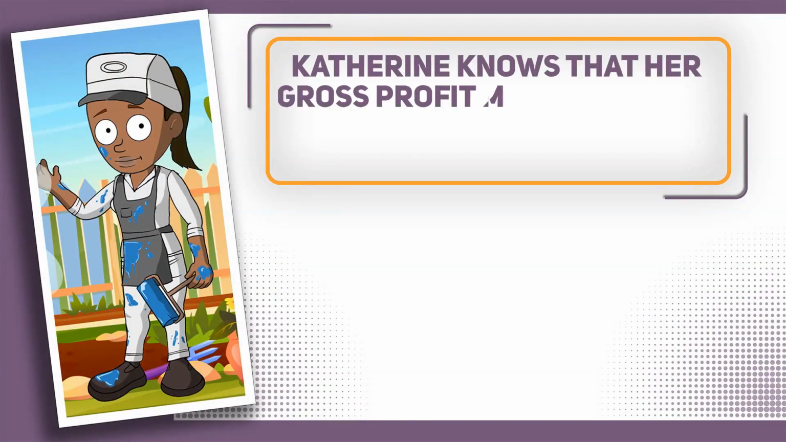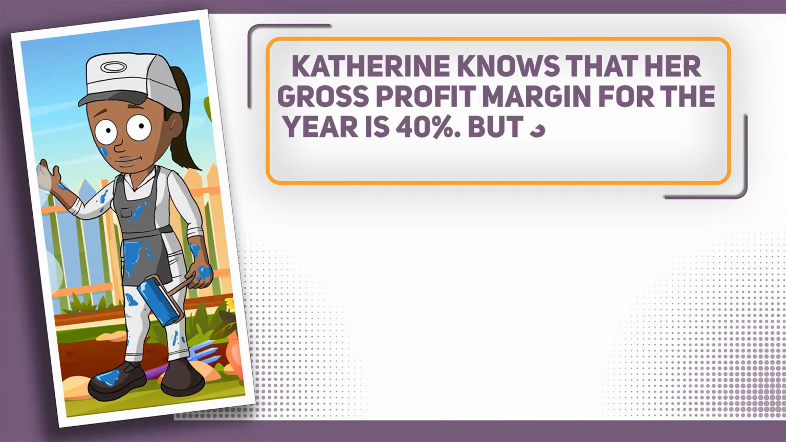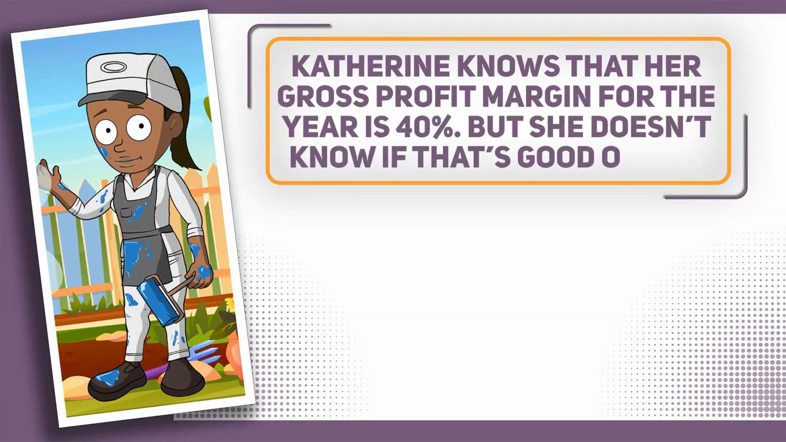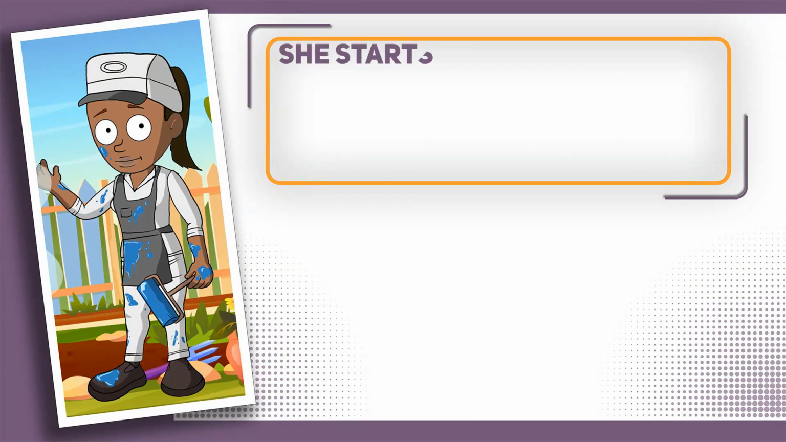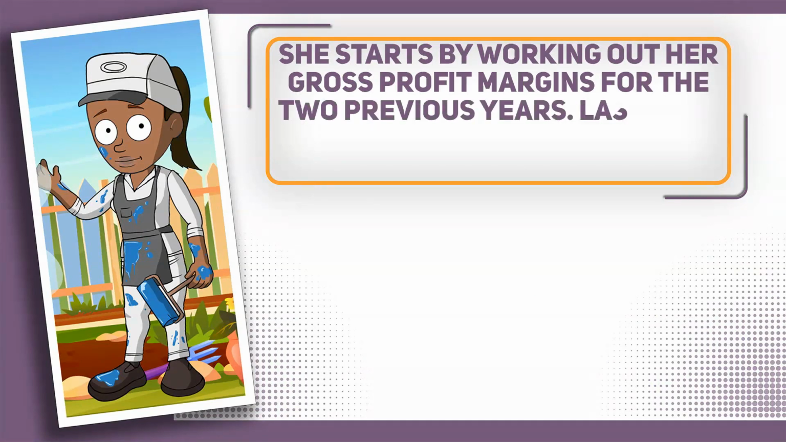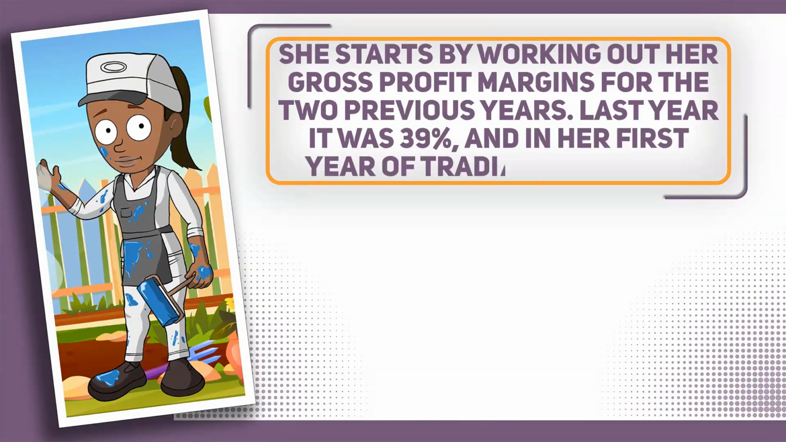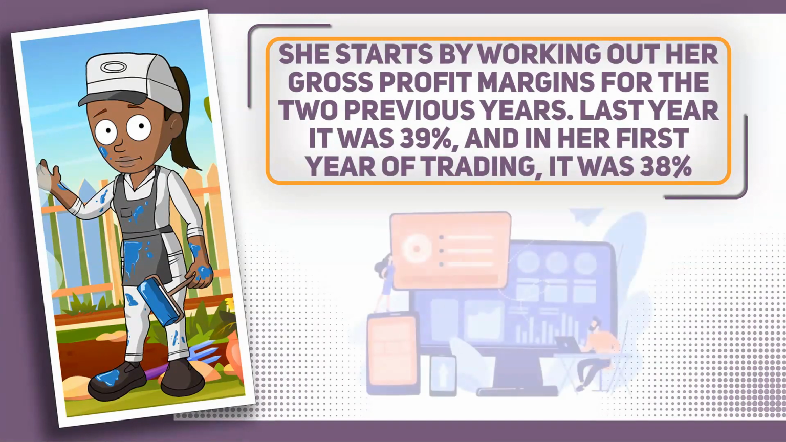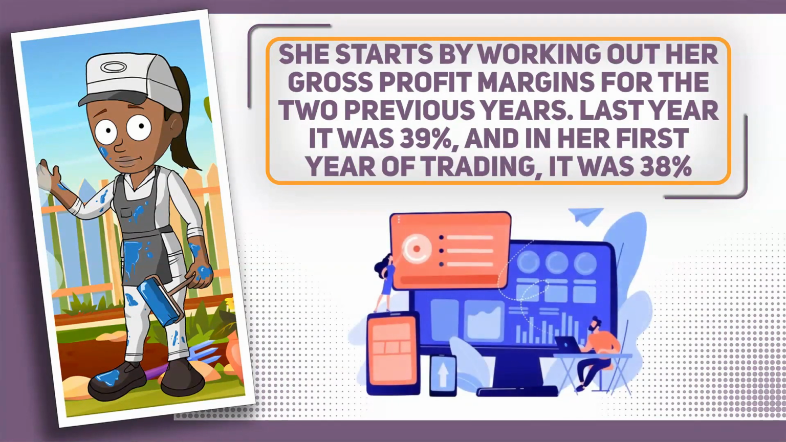Catherine knows that her gross profit margin for the year is 40%, but she doesn't really know if that's a good or a bad thing. She starts by working out her gross profit margins for the 2 previous years. Last year, the gross profit margin ended up being 39%, and in her first year of trading, it was 38%. So that's good news because it's increased every year. Surely that's a good thing, right? If things are going up year on year, then this means that the business is improved.